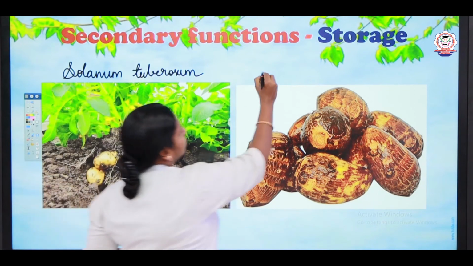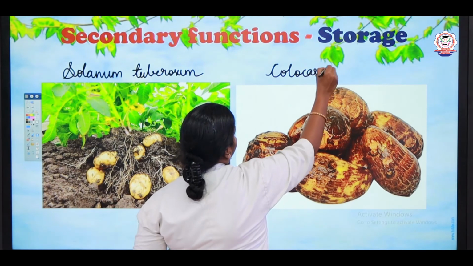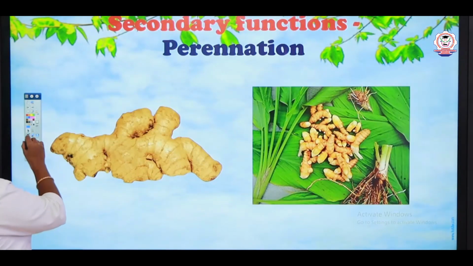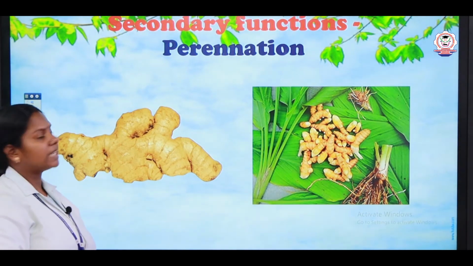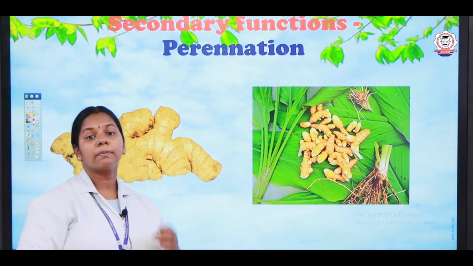Another example for the storage is colocasia. Colocasia in Tamil we say it as Seppakazhangu, right? So, another important secondary function of the stem is perenation. What is perenation, children? In Tamil we say it as padiyam podrathu, right?